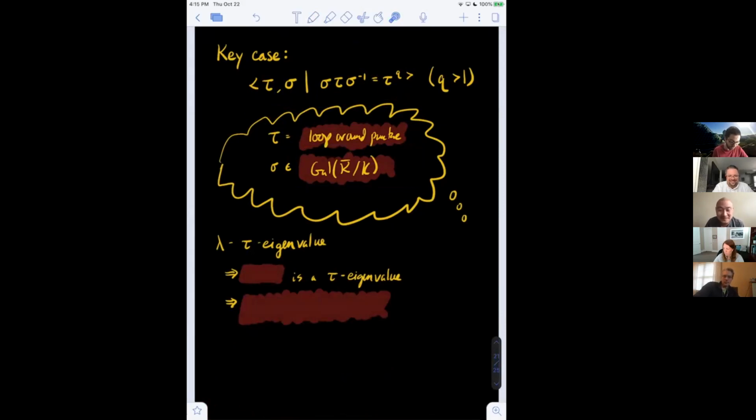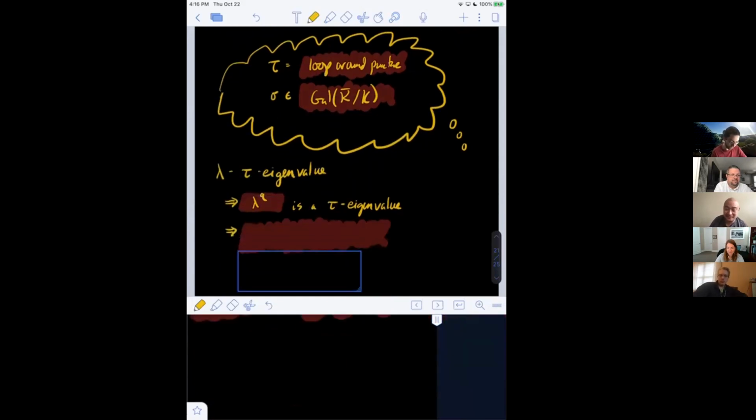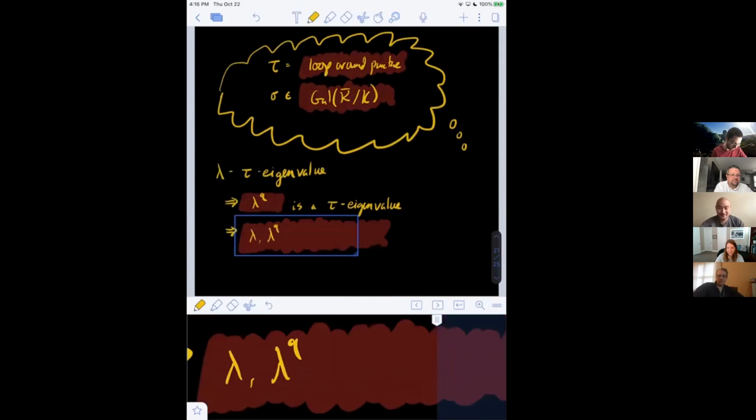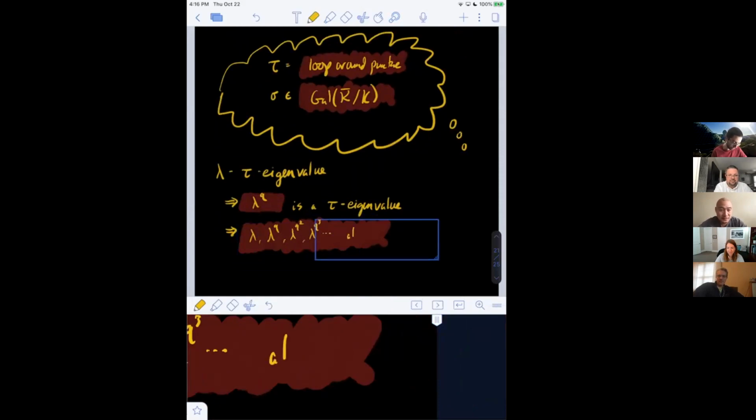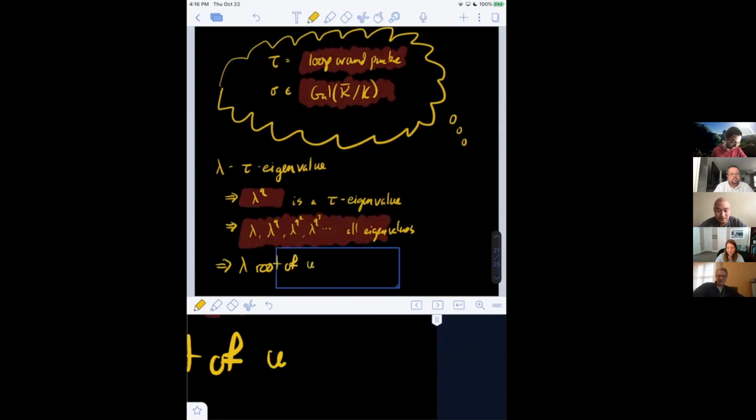So let me prove that. Suppose lambda is a tau eigenvalue. Well, tau to the q is conjugate to tau, right? So they have to have the same eigenvalues. So this tells you that lambda to the q is also a tau eigenvalue, right? So that means that lambda and lambda to the q and lambda to the q squared and lambda to the q cubed and so on are all eigenvalues. But a matrix can only have finitely many eigenvalues, right? So lambda is a root of unity. So we proved it. Okay, modulo the very hard work of defining these algebraic variants of the objects we were studying.